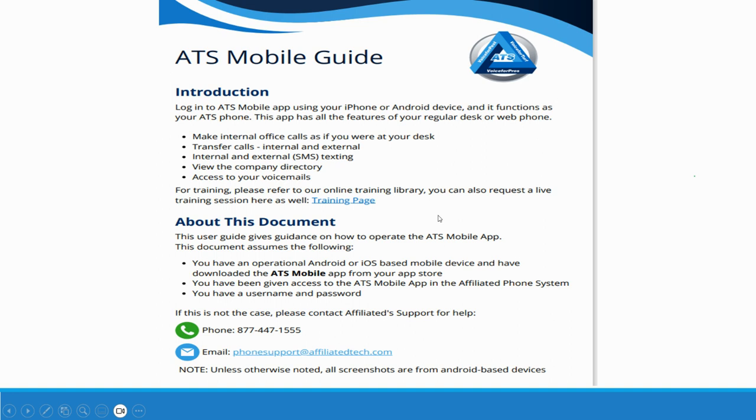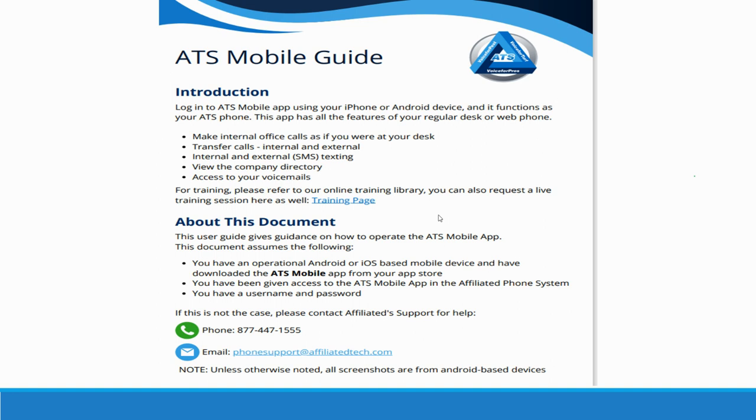About this document, this user guide gives guidance on how to operate the ATS mobile app. The document assumes the following. You have an operational Android or iOS based mobile device and have downloaded the ATS mobile app from your app store. Again, if you have an Android, you would go to the Google Play Store. If you have an iOS, you would go to the Apple Play Store.